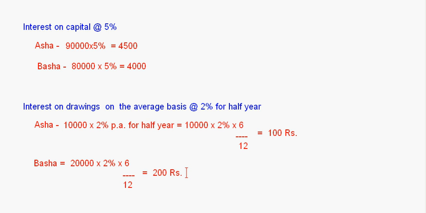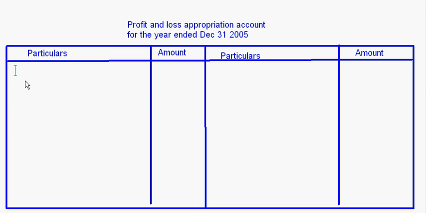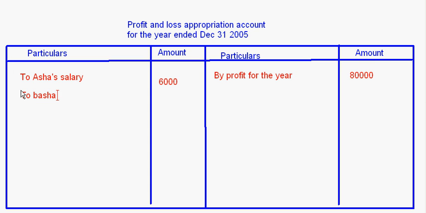So now we have found out the interest on capital and interest on drawings. Now let's come to the profit and loss appropriation account, where these things have to be put. First of all I'll write: by profit for the year, that profit was 80,000, so we put that 80,000 here, right? Then Asha's salary, which was not given, I'll have to put it over here. To Asha's salary, this was 6,000 rupees, which was not given to her, right? To Basha's commission, again, which was not given, right?